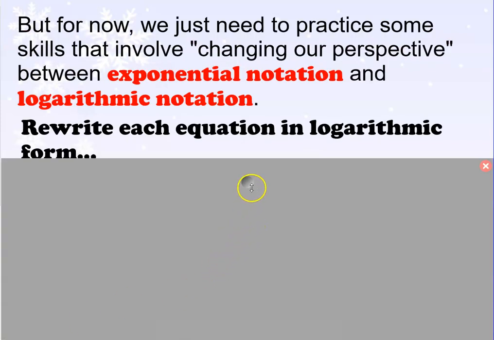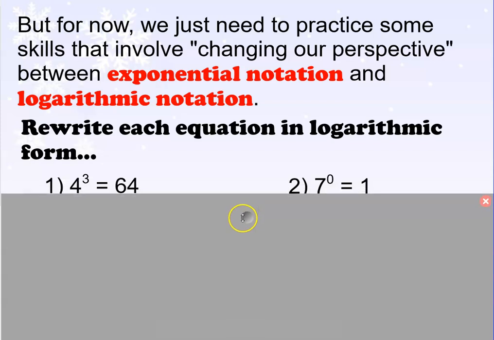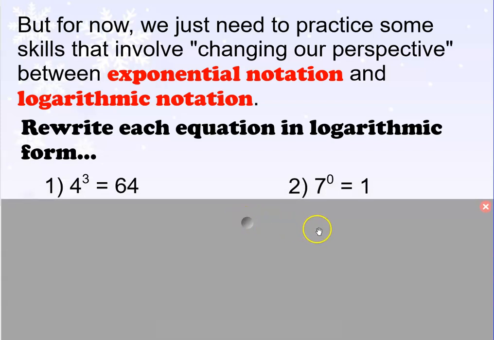So for now, just today, let's really focus on changing our perspective between exponential notation and logarithmic notation. They both represent the same idea. You're just looking at them in different ways. So again, you're going to want to pause this video and write down examples and solutions so it will help you as you approach problems in the future. So our first goal is I'm going to give you an equation in exponential form, and I want you to switch it to logarithmic form.